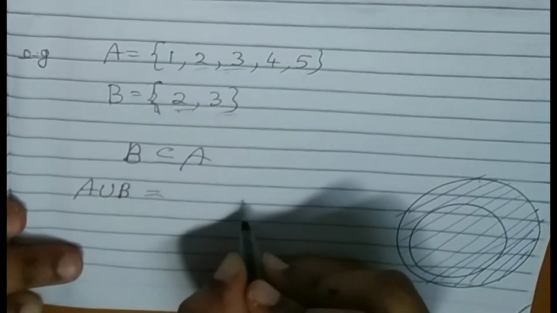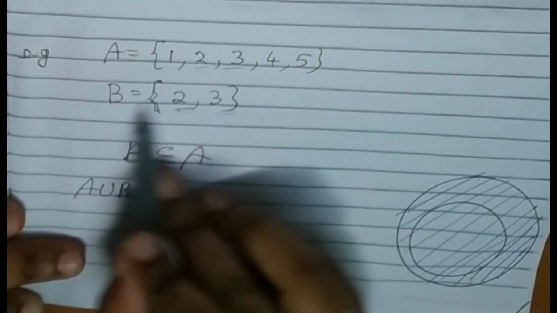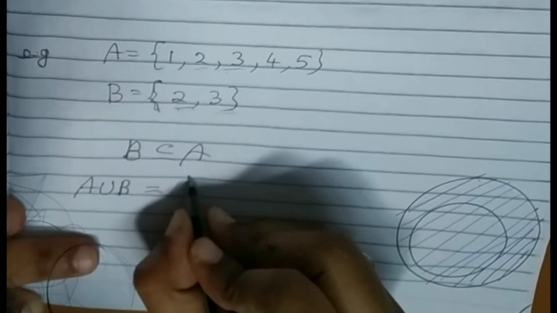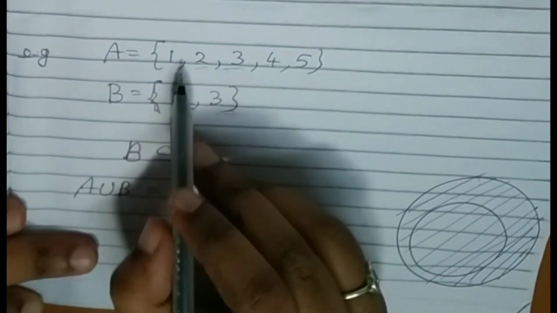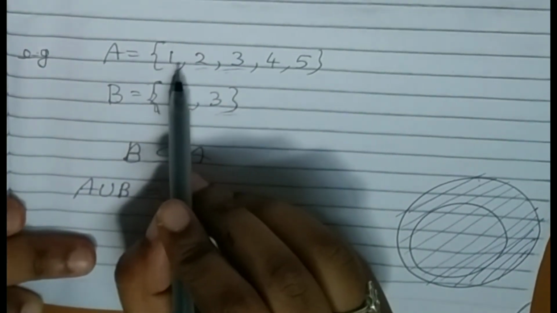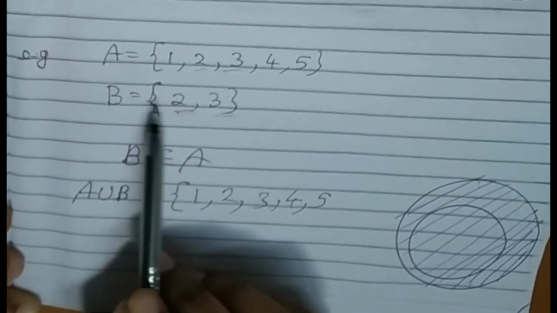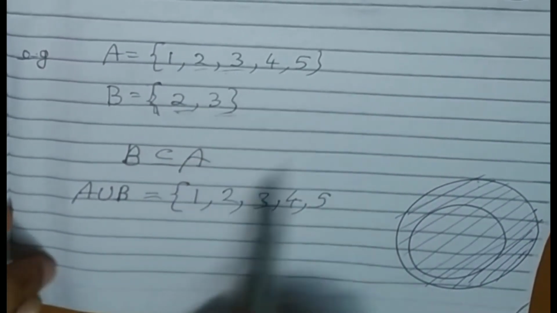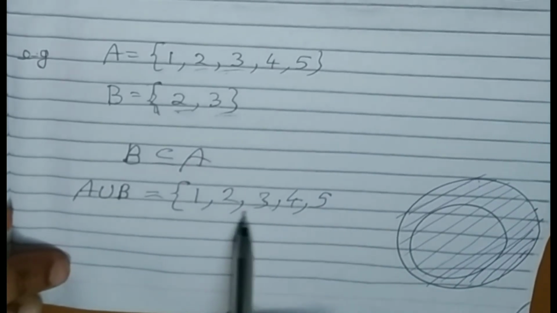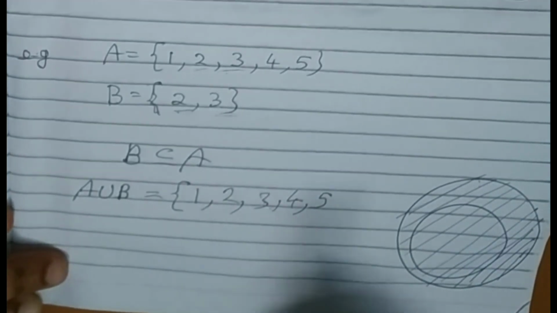What will be A union B? All elements which are there in A and B. Okay. So what are the elements? First we will write the elements of A: 1, 2, 3, 4, 5. Now see what are the elements of B? 2 and 3. But we have already written 2 and 3 here. So we will not repeat it. Okay.